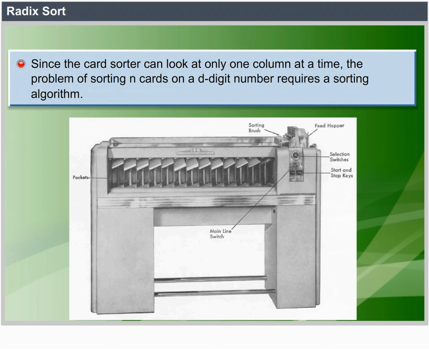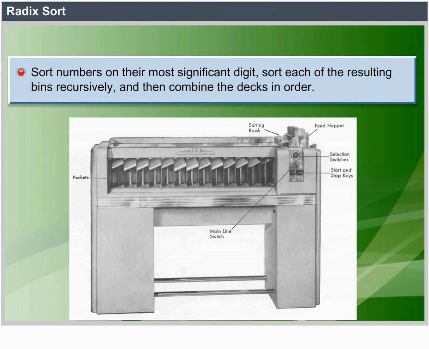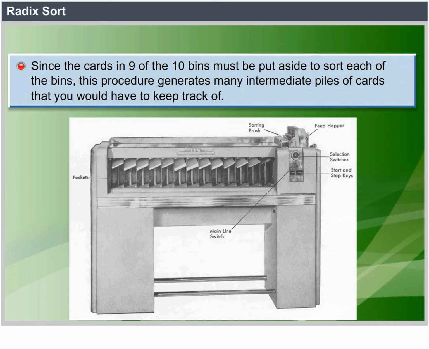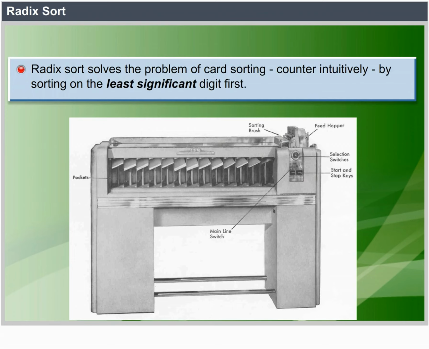Sort numbers on their most significant digit. Sort each of the resulting bins recursively, and then combine the decks in order. Since the cards in 9 of the 10 bins must be put aside to sort each of the bins, this procedure generates many intermediate piles of cards that you would have to keep track of. Radix sort solves the problem of card sorting counterintuitively by sorting on the least significant digit first.